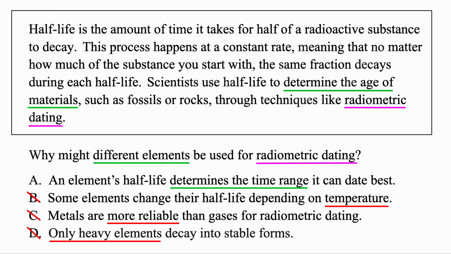So we know it's A, but why might different elements be used for this process? Well, if you're dating something like a fossil, a dinosaur fossil would be millions of years old, so you may need something with millions of years for its half-life. But if you're dating something like a mummy or human remains, you just need thousands of years to do that, so a different time range in other words. And a half-life of 10 years might be helpful for something that died in the last 100 years, like a tree for instance. And because different elements might have different half-lives, that can help us determine the time range that it can best date most accurately. So A definitely seems to make the most sense.